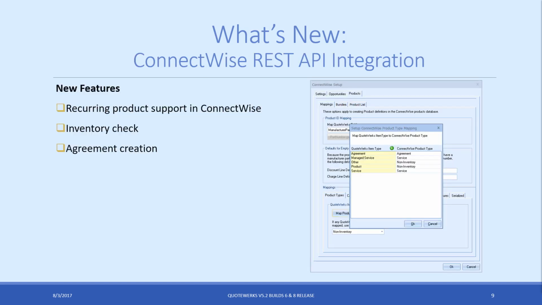And then one of the other new features that we released in Build 6 and 8 was our ConnectWise REST API integration. So ConnectWise completely switched from their SOAP API to the REST API, and that also allowed us to not only update our integration, but add some new functionality as well. So we added recurring product support, which is a big one. So any of you that are selling products as a recurring option, that's now fully supported in QuoteWerks. We can also check inventory for your ConnectWise items.